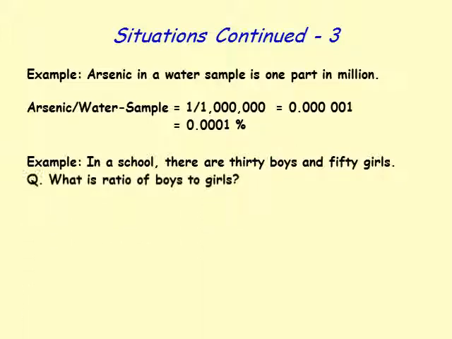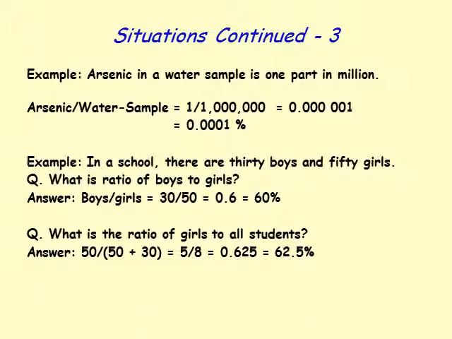What's the ratio of boys to girls? There are fewer boys. The ratio of boys to girls is 30 divided by 50, which is 0.6. We move the decimal place to the right 2 places, and it becomes 60%.